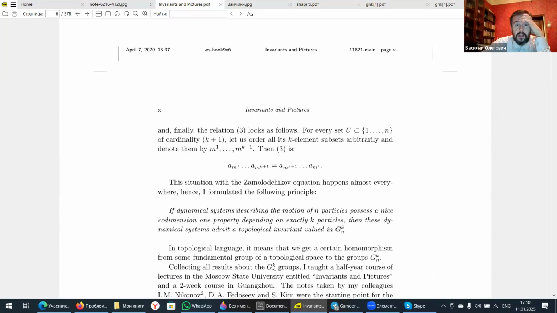And the most important relation is as follows. If we have k plus 1 indices, then we can choose any k of them, and there will be k plus 1 subsets. I call them M1, M2, and Mk plus 1. Then such a product is equal to itself in the opposite direction, or we can write this product squared equals 1. So these are groups I'm working with.